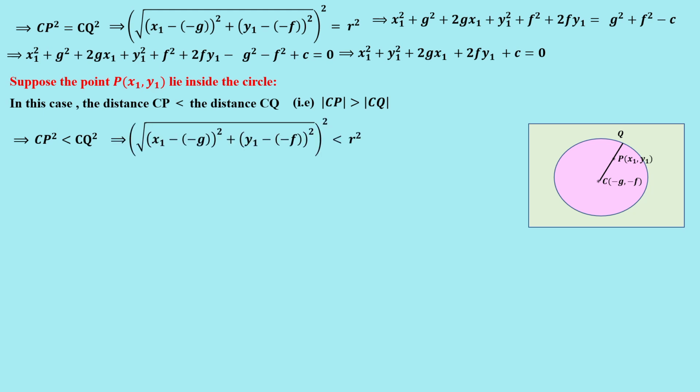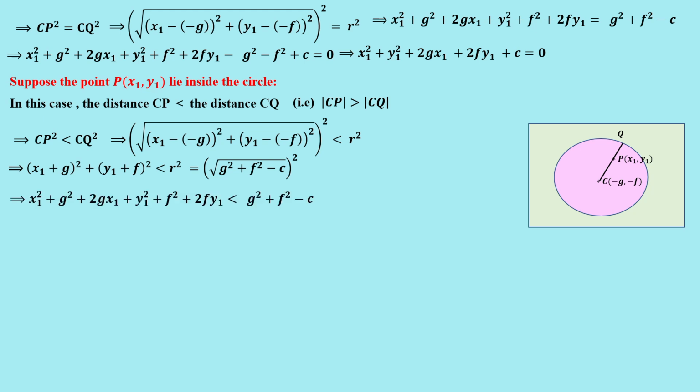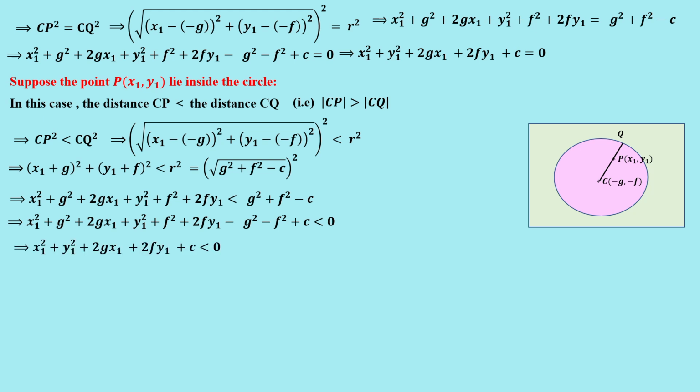Using the same distance formula, you will get x1 plus g the whole square plus y1 plus f the whole square less than g square plus f square minus c. So x1 square plus g square plus 2g x1 plus y1 square plus f square plus 2f y1 is less than g square plus f square minus c. So x1 square plus g square plus 2g x1 plus y1 square plus f square plus 2f y1 minus g square minus f square plus c is less than 0. So finally you will get the result x1 square plus y1 square plus 2g x1 plus 2f y1 plus c is less than 0.